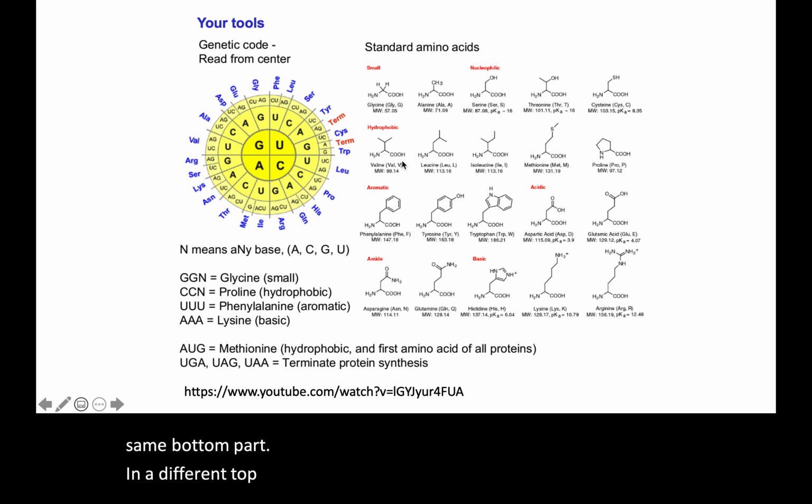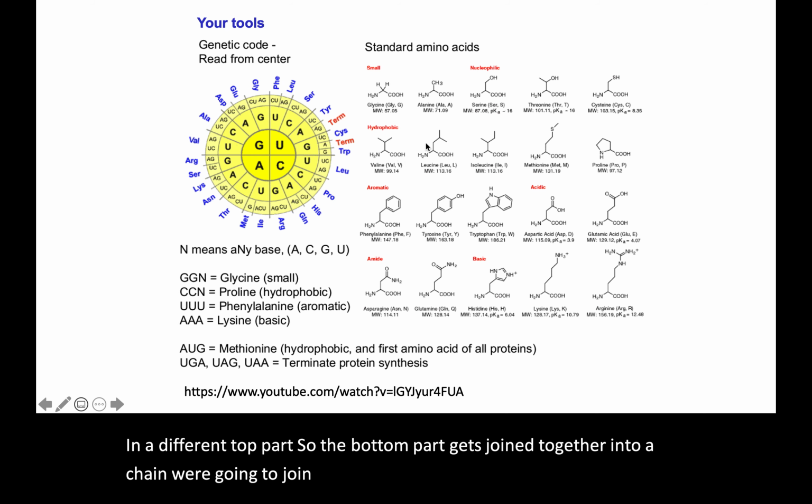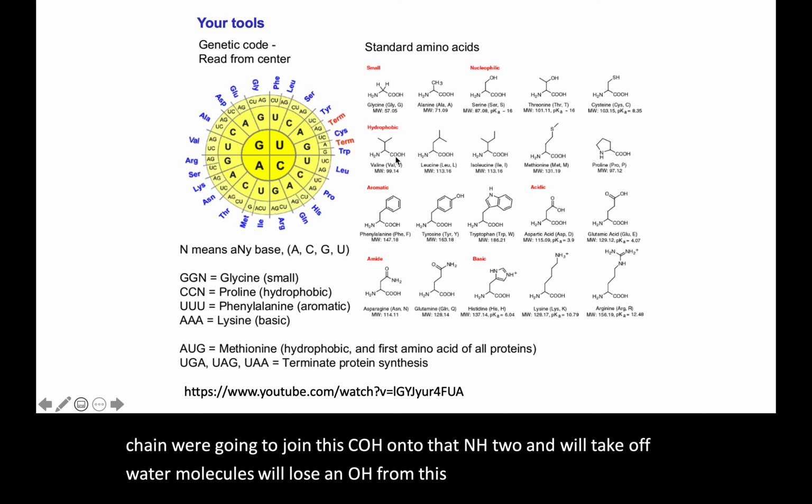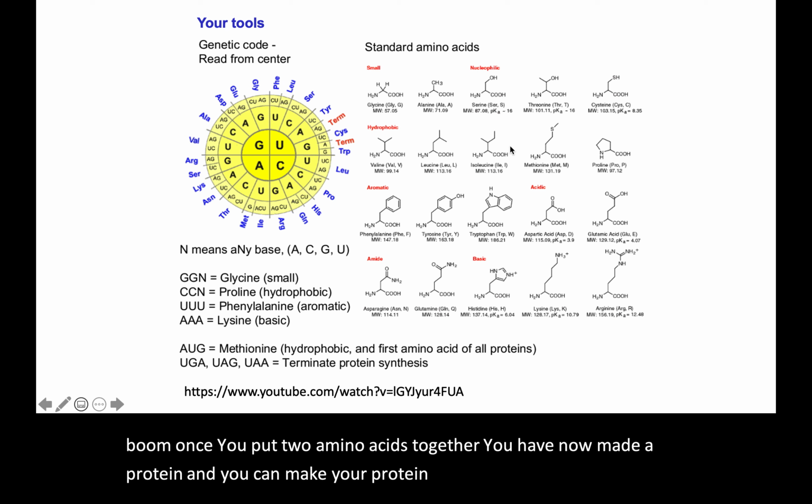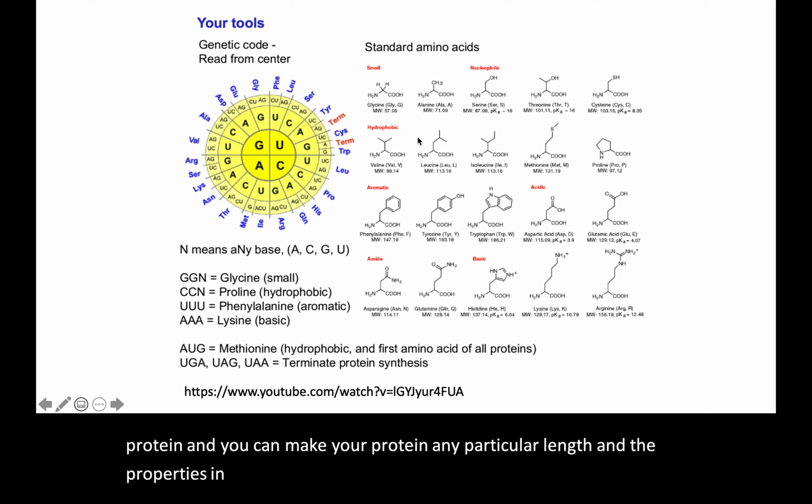So the bottom part gets joined together into a chain. We're actually going to join this COOH onto that NH2, and we'll take off a water molecule. So we'll lose an OH from this side and an H from this side, and boom. Once you put two amino acids together, you have now made a protein. And you can make your protein any particular length. And the properties and the structure of this protein are going to depend on what those side chains are.